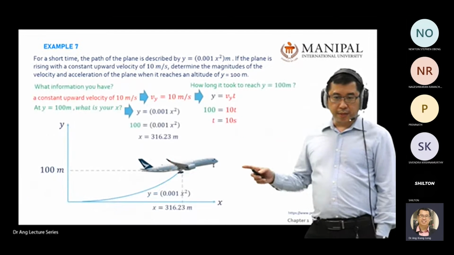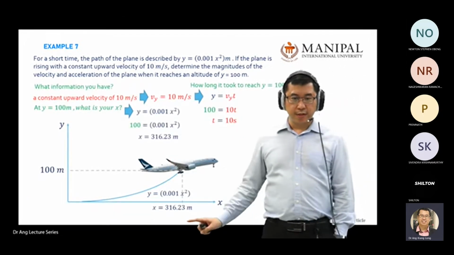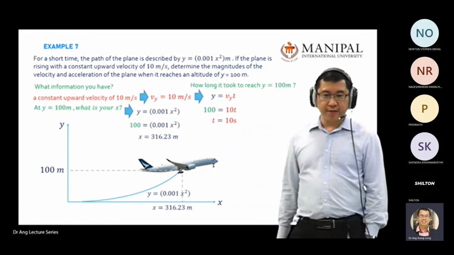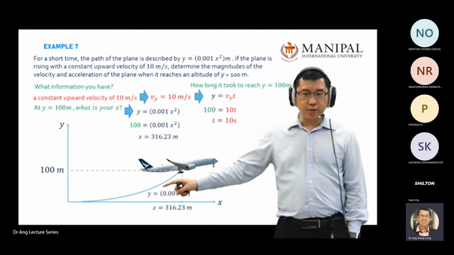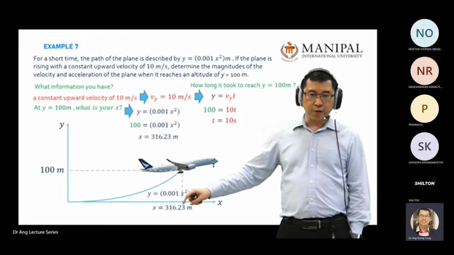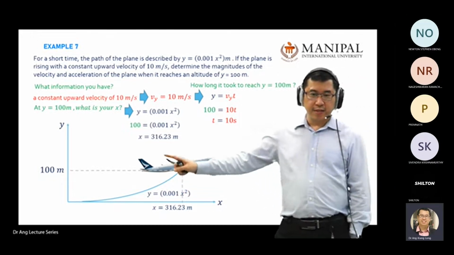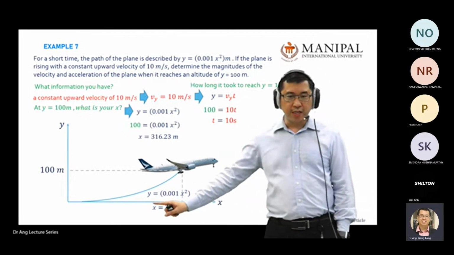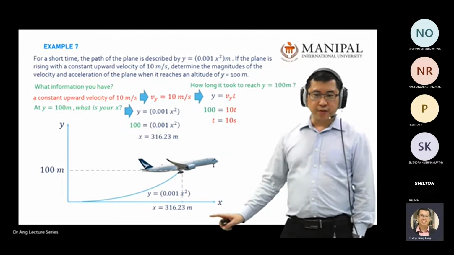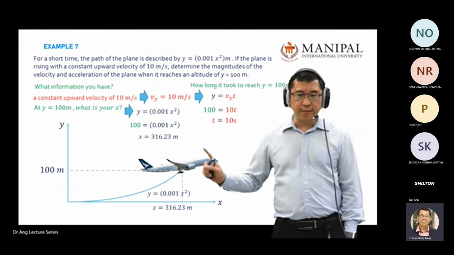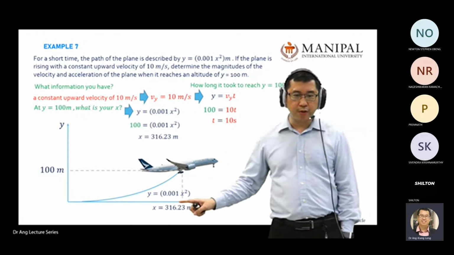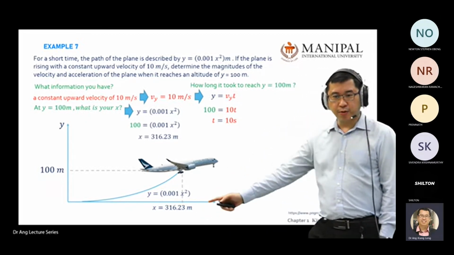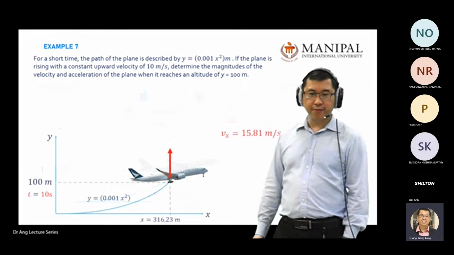I think I missed out one step here. Vx, what does Vx mean on this graph? You use 10 seconds to reach 316.32, right? From 0 to this location, you take 10 seconds. What is the speed in the x direction? Your Vx is this one divided by 10, you get 31.623 meters per second. This is how you extract information from the graph.